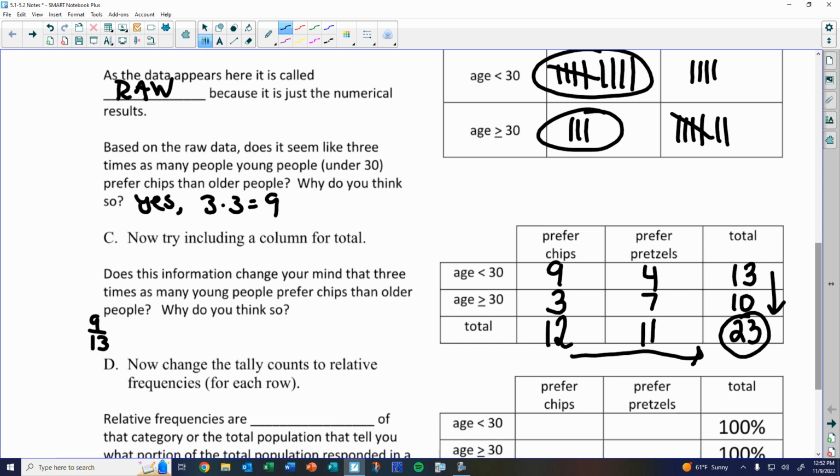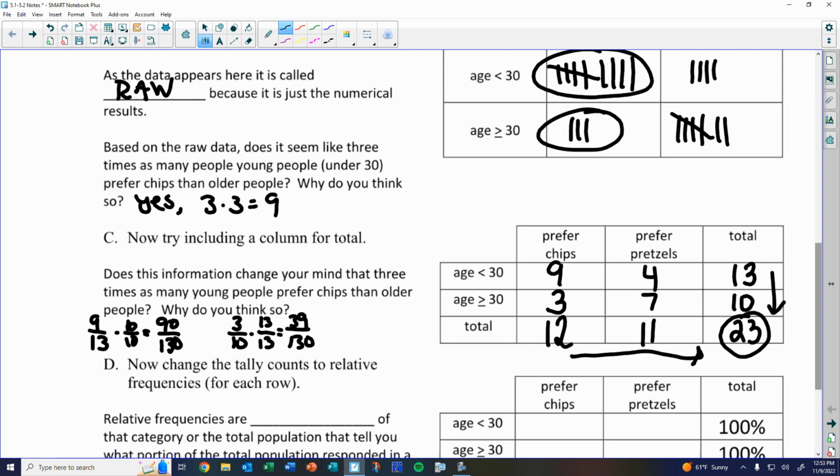And for the older people, because there's less of the older people that were surveyed, that was 3 out of 10. Well, are these two fractions the same? No. So let's get a common denominator. If we took 13 and 10 and multiplied them together, what would I get? 130. If I multiply this by 10, numerator and denominator, I get 90 over 130. And for this one, I have to multiply them by 13 to get a common denominator, and I get 39. So I got 90 over 130 and 39 over 130.